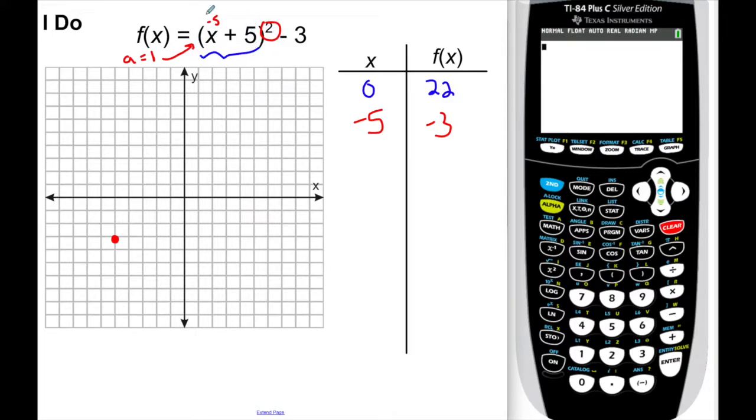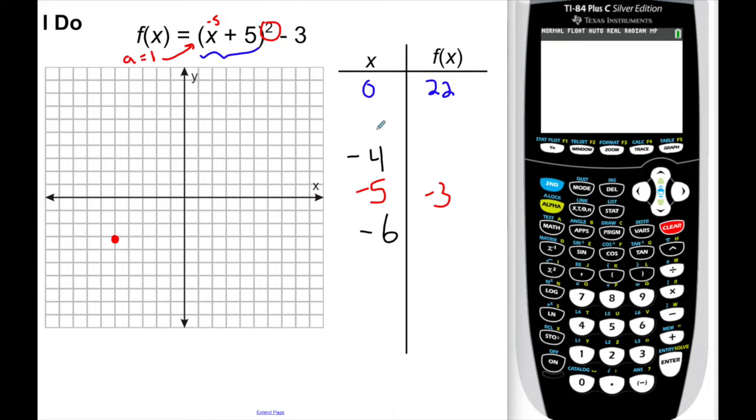Why am I plugging in? Why am I making this 0? All right. Another student suggested, look, now you have the vertex, so why not try to plug in some x's right around the vertex? So if I'm right around the vertex, what am I thinking? I've got (-5, -3). Now I have the luxury of being able to move some of these around. So what about maybe -4 and -6, each of which is 1 away from -5?